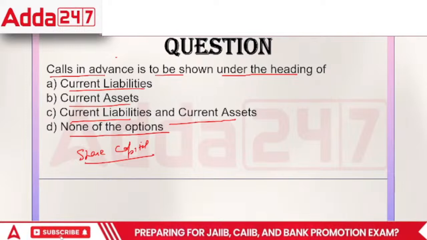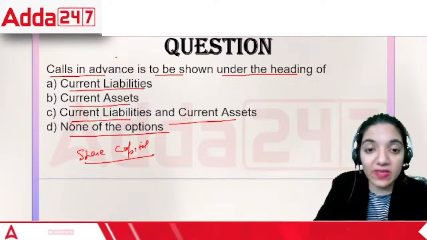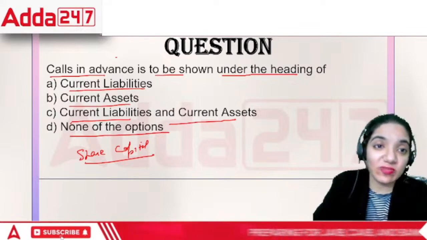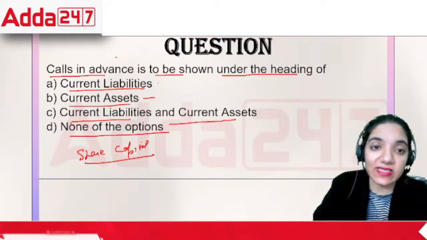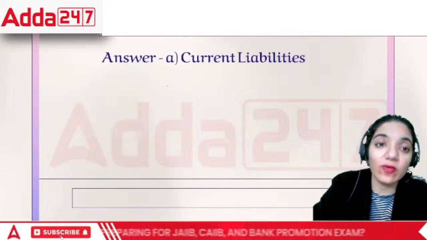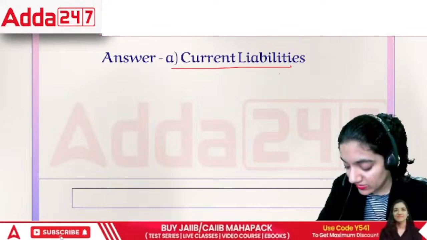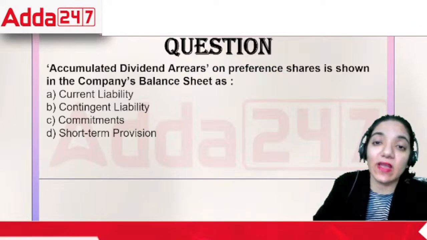So the correct answer in this question would be calls in advance would be shown under the heading of a liability. People are paying in advance, so we are bound to respond to them, isn't it? So when we talk about the calls in advance, it would be a current liability because we are going to give them that particular share later on. Not today, but yes, we'll be giving that share to them in the upcoming period.